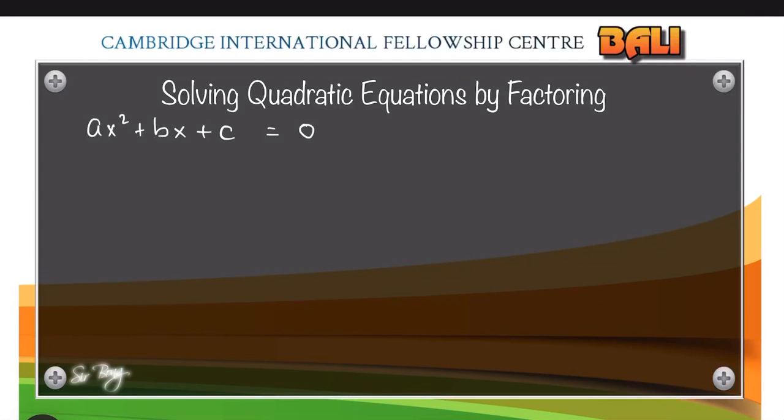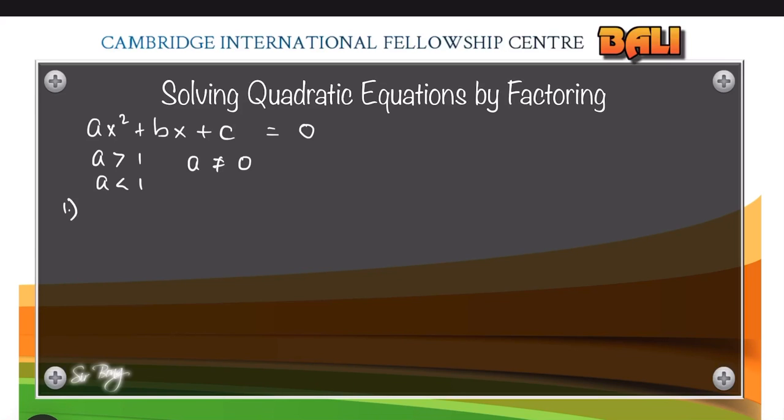Hello everyone, still on solving quadratic equations by factoring, but this time a is greater than 1 or a is less than 1. Of course, a cannot be equated to 0, otherwise it's no longer a quadratic equation. So let's try this example.